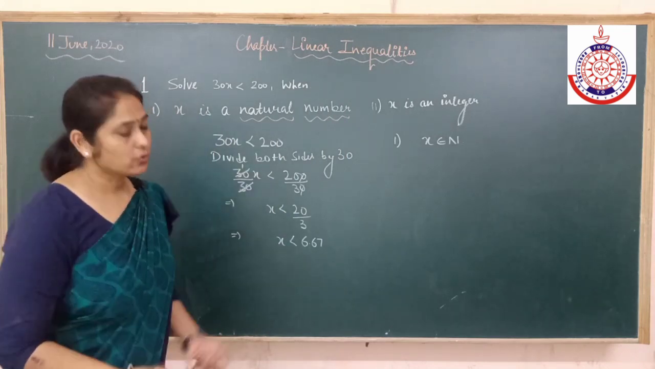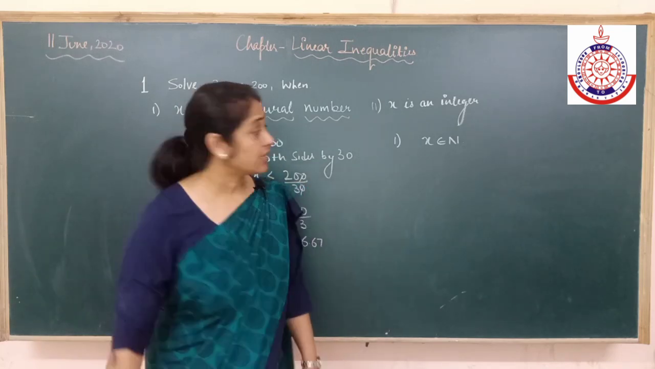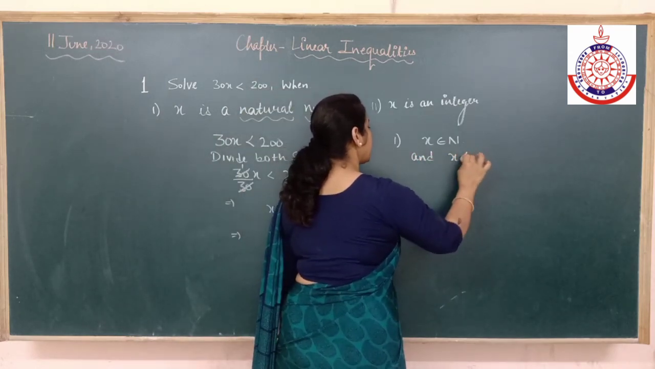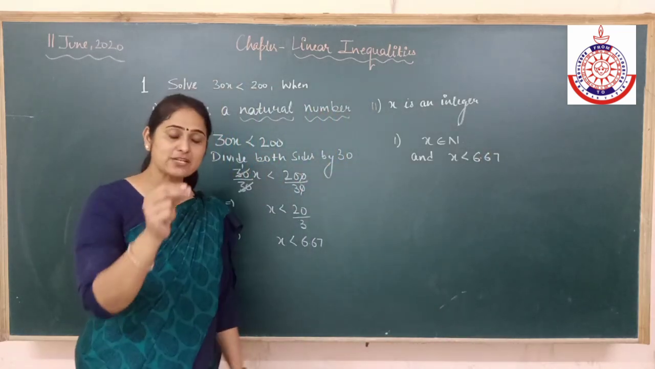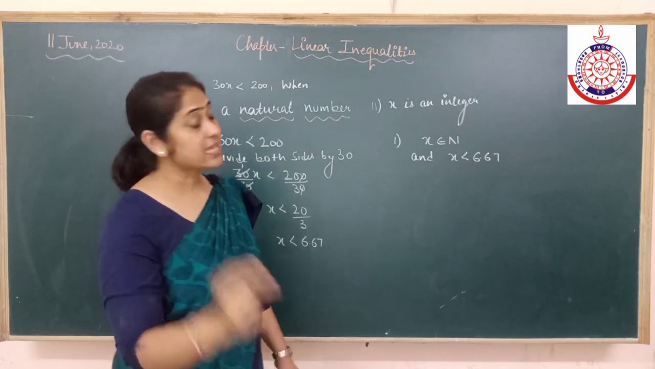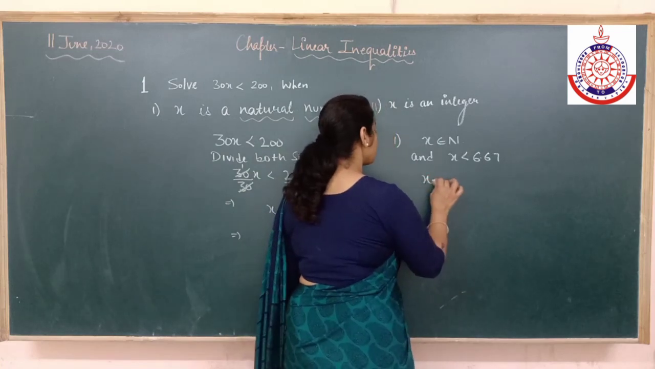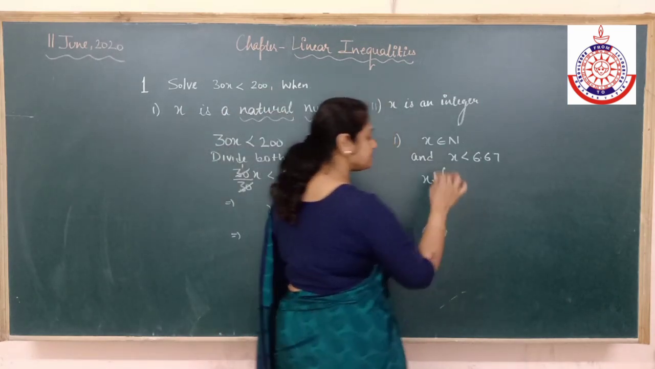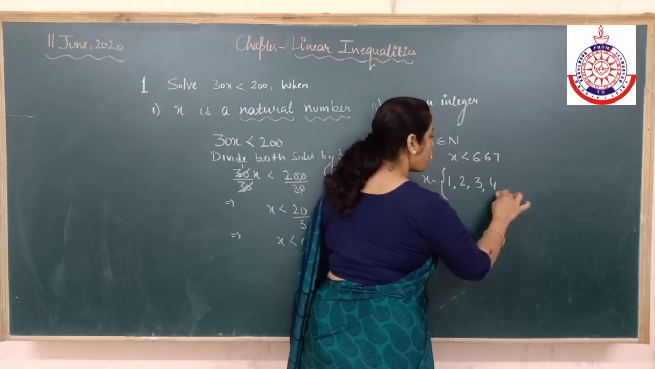Okay? And now we know natural numbers. I don't have to tell you that. It's 1, 2, 3, 4, 5, 6 and so on. So my x should be natural and x should be less than 6.67. That means I need the natural numbers which are smaller than 6.67. So natural numbers smaller than 6.67 are 1, 2, 3, 4, 5.